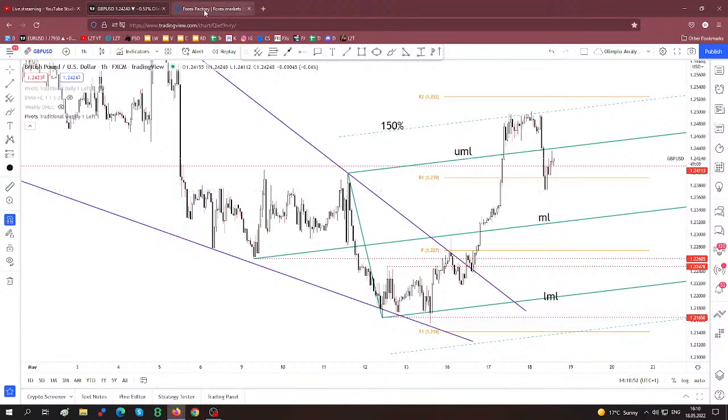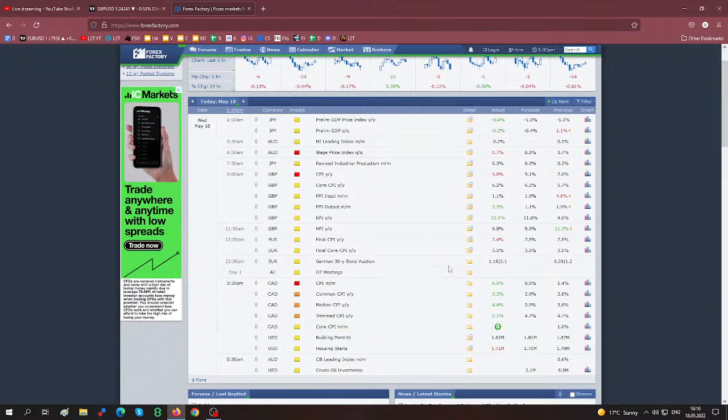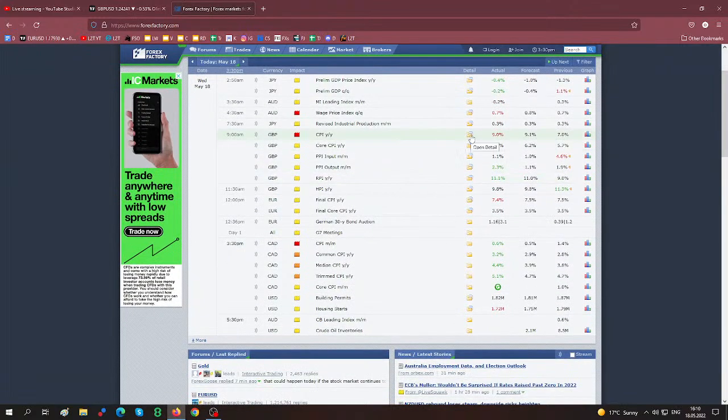British pound, US dollar. So let's take a look at the economic calendar. Today we also had the United Kingdom inflation data. So consumer price index, 9.0% growth versus 9.1 expected. Core CPI 6.2, matching expectations.